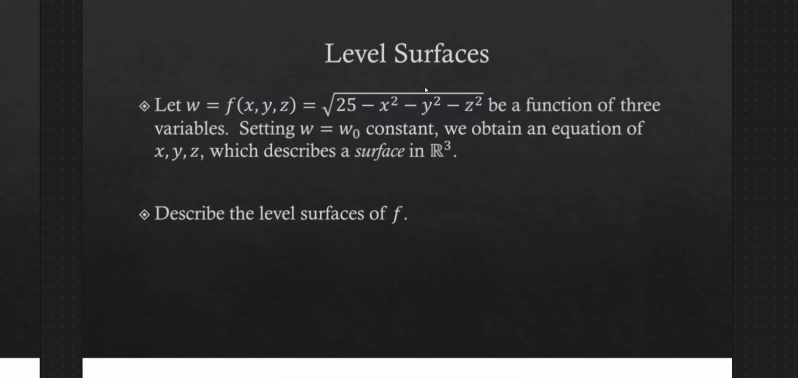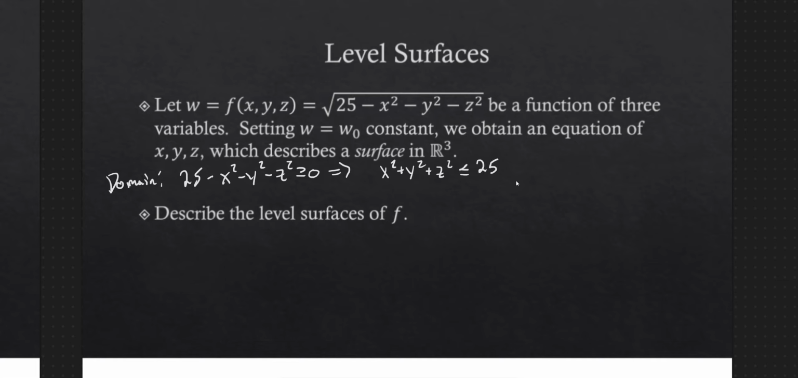So in this case, let's do a domain here. The domain of this function. Same things work here, right? Whatever is inside of the square root, we want this to be non-negative. So we need 25 minus x squared minus y squared minus z squared to be greater than or equal to 0. So that tells me that x squared plus y squared plus z squared must be less than or equal to 25.